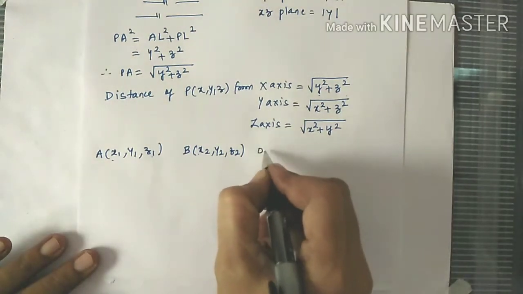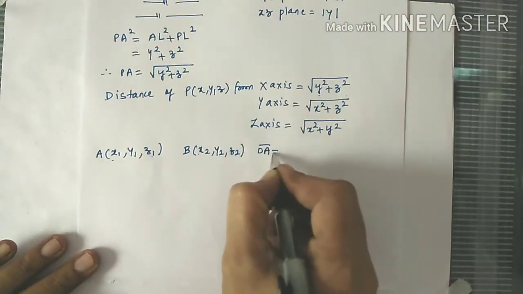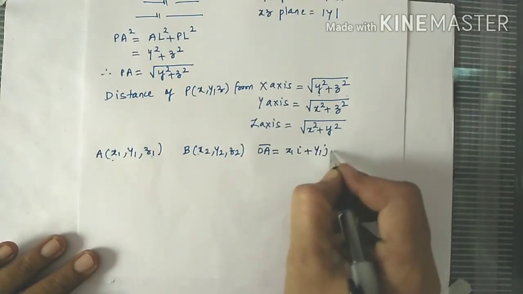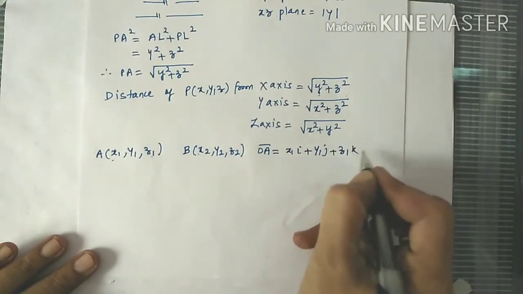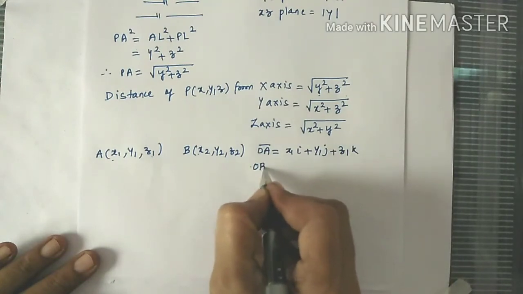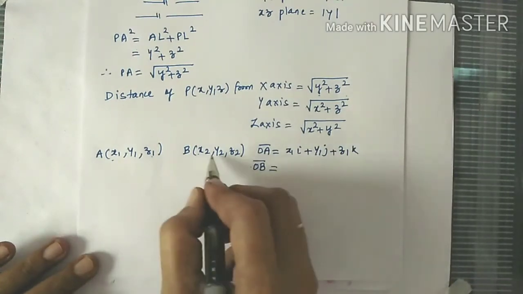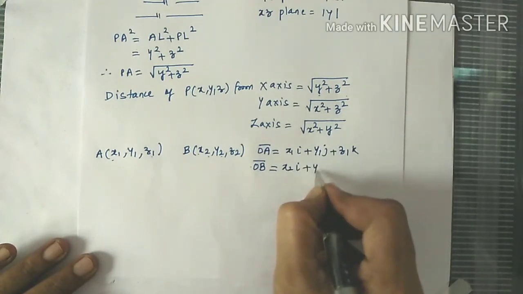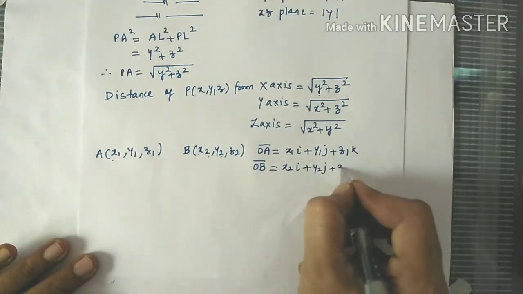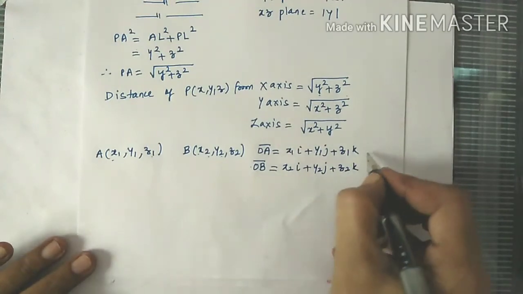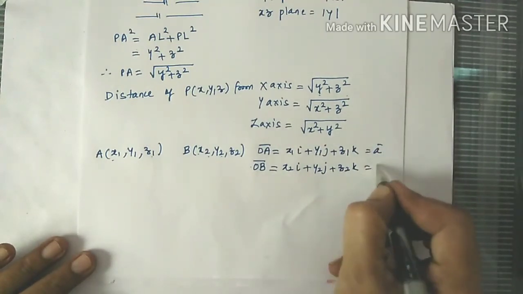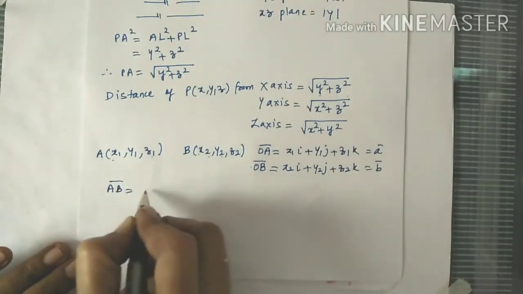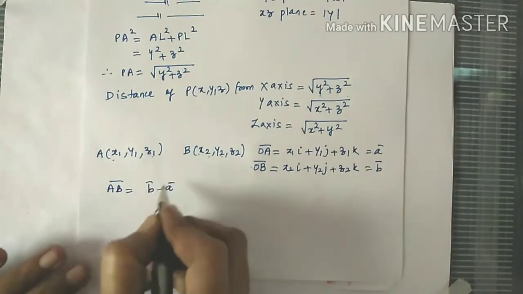So OA bar is position vector of A, that will be x1i plus y1j plus z1k, and OB bar is position vector of B. Now B has coordinates x2, y2, z2, so it is x2i plus y2j plus z2k. Okay, so this is A bar and OB bar is B bar. So to find AB bar, what we do is B bar minus A bar.